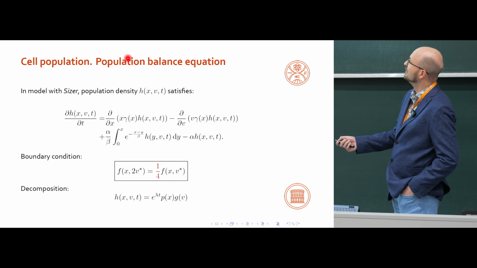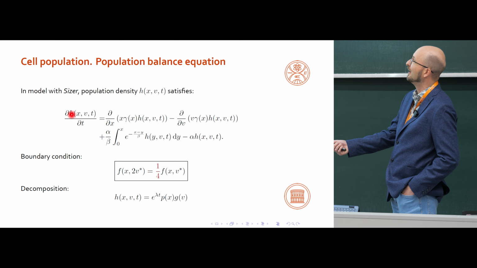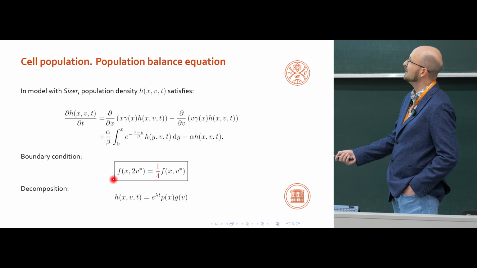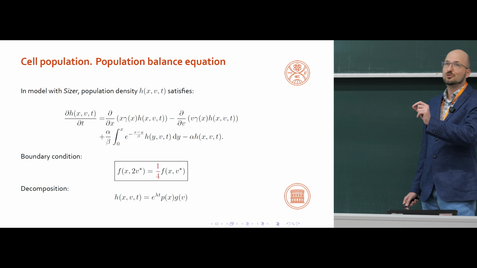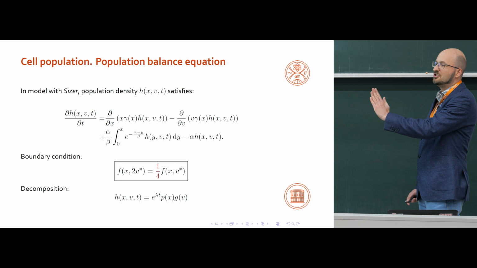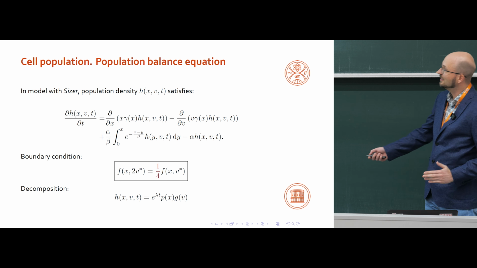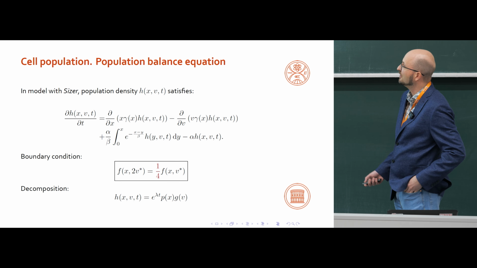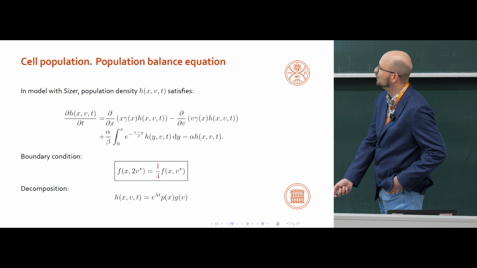And the funny thing is that the equation looks exactly the same. This is the same equation, but instead of F, I have H. The only thing that is different is the boundary condition. And it's kind of logical, because the boundary condition tells you what happens as the cell reaches the top volume and then it divides, right? So in this boundary condition is the division, and instead of 1/2, we have 1/4 here.